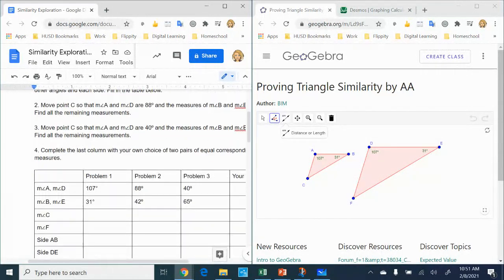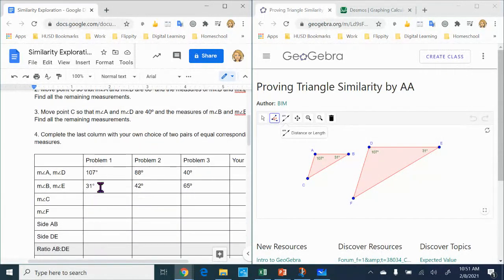All right, so we're going to do kind of the half of this problem together. I just wanted to make sure you understand how to do the GeoGebra. Once you get into it, it already has the angles set up for you, 107 and 31. And so we need to measure the angle of measurement of angle C.